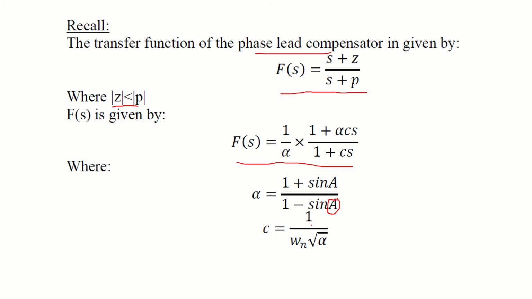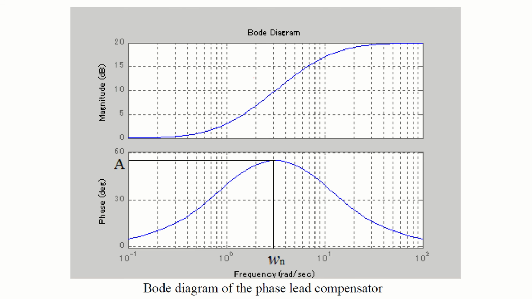So let's look a little bit here at the Bode plot of the phase lead compensator. It will have a diagram like a high pass filter for the magnitude, and for the phase it will have a maximum A. So it is how much phase I'll be adding to my system from here to here, and this phase will be added at some frequency omega n.